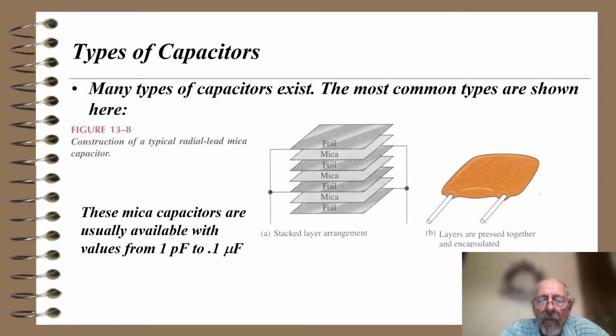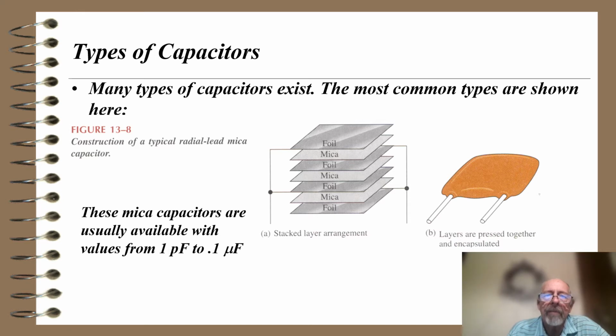So here's what we call a mica capacitor. That's figure 13.8, and basically it's constructed of many layers or sandwiches of foil, then mica, foil, mica, and then foil, as shown in this diagram. A stacked layer arrangement. The layers are pressed together and encapsulated, and two leads come out of the mica capacitor shown here. Mica capacitors are usually available with values from, say, 1 picofarad up to, say, 0.1 microfarads. Again, capacitors, you'll discover, tend to be very small in value compared to the unit, the farad, that we use to describe them.